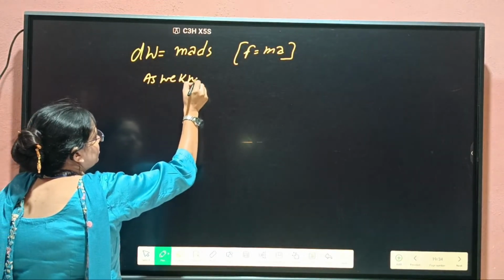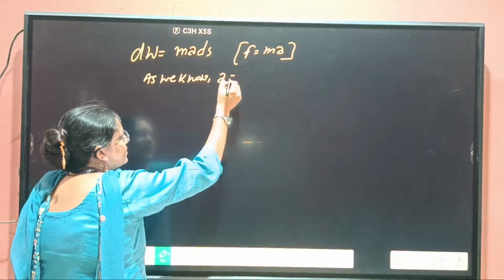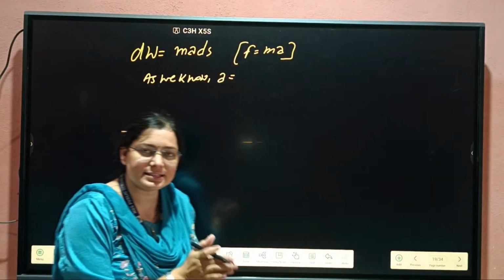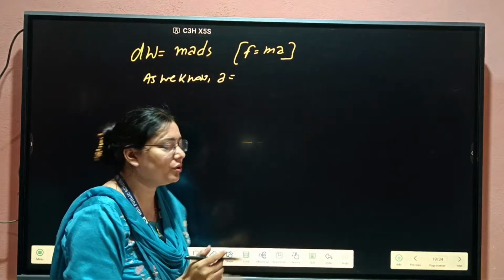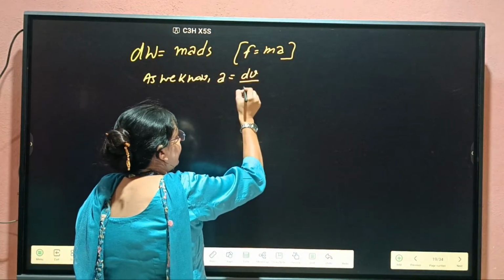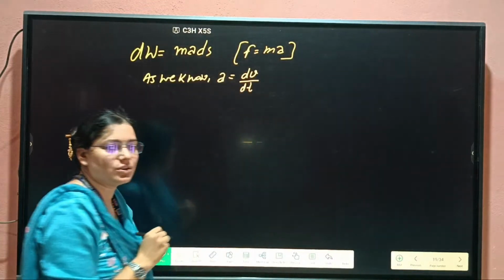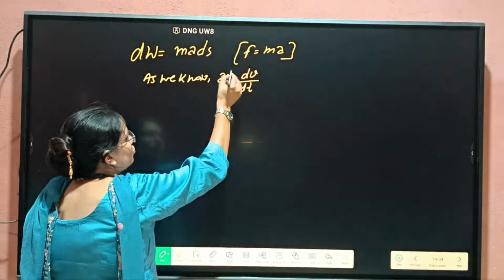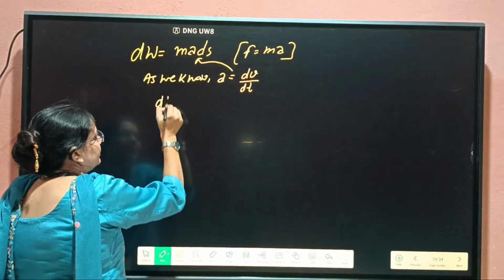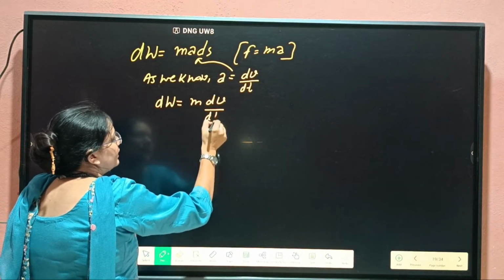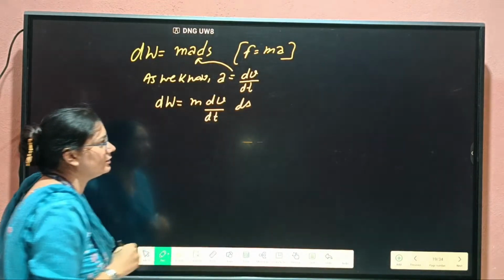As we know, in differential form, the instantaneous acceleration of a body during motion, at any instant, a, we can write as dv by dt. Change in velocity per unit time is acceleration only. So putting the value of a in this equation, dw we can write as m dv by dt times ds only.